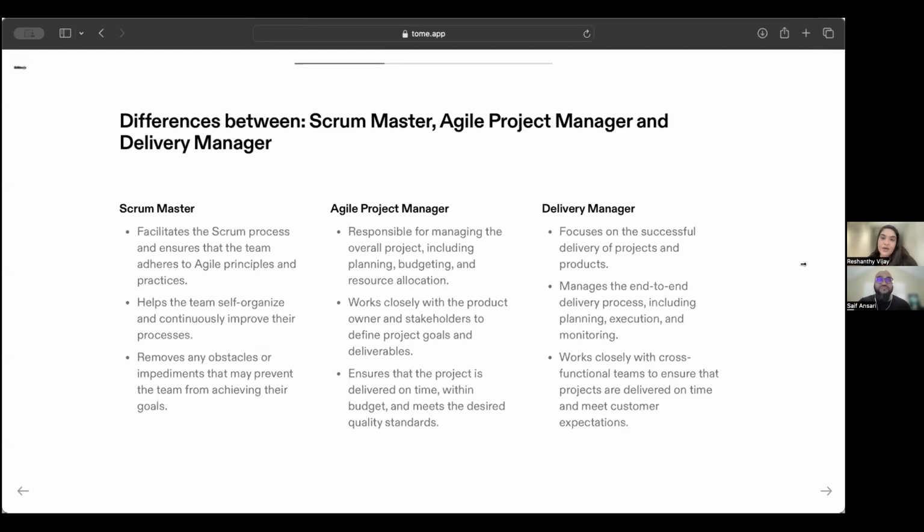Thanks, Seth. So a little bit about the differences, right? As a Scrum Master, you're a servant. You're serving your team, right? The difference between a Scrum Master and an Agile project manager and also a delivery manager is that a delivery manager, in my organization or within the realm of program management, is a little bit of program management and all these tasks together. So you have a lot more responsibility.